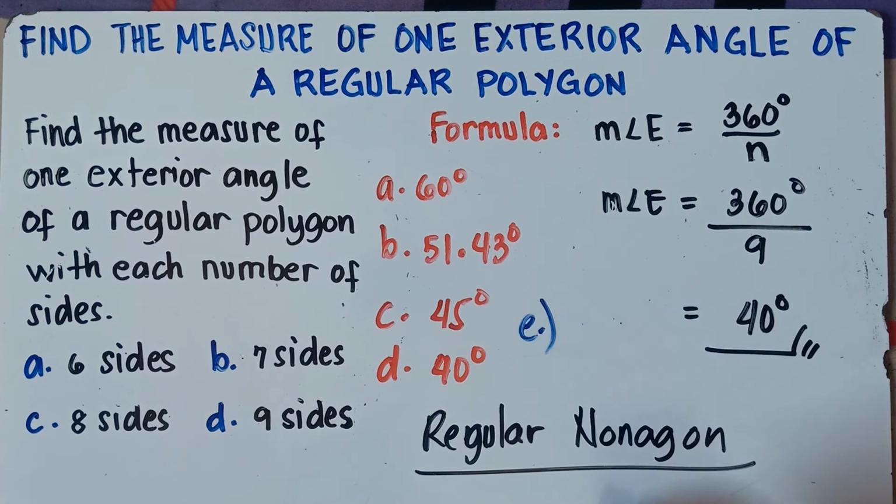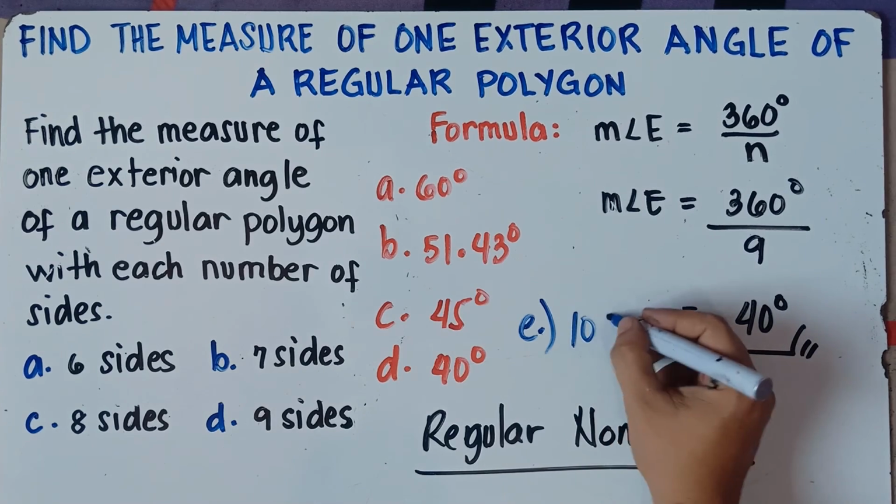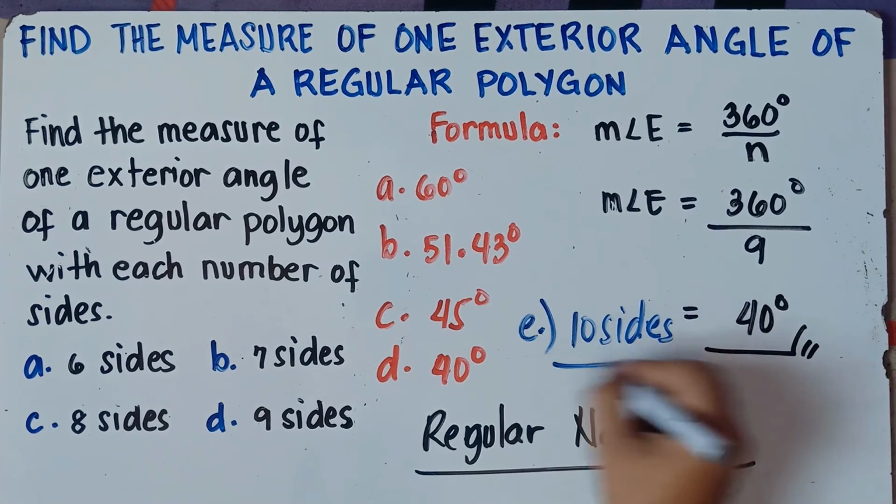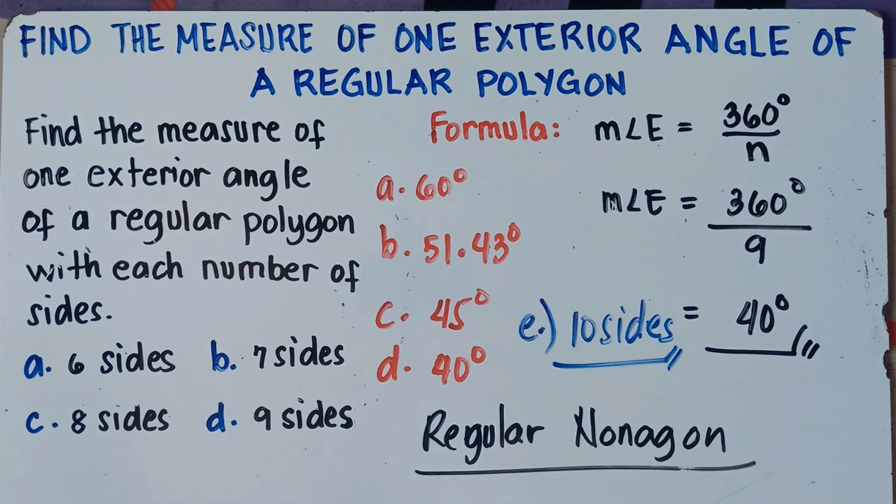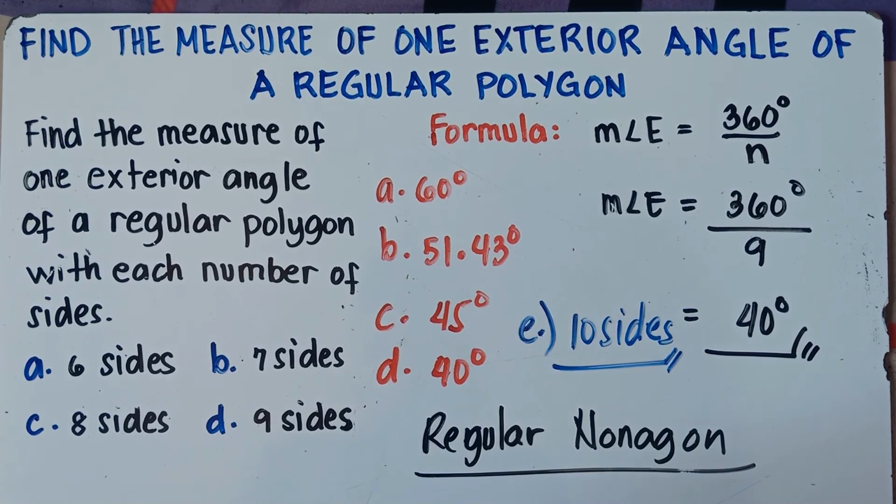Letter E, what if this is 10 sides? Okay, 10 sides. Find the measure of each exterior angle of a regular polygon with 10 sides. And you put your answer in the comment section down below.